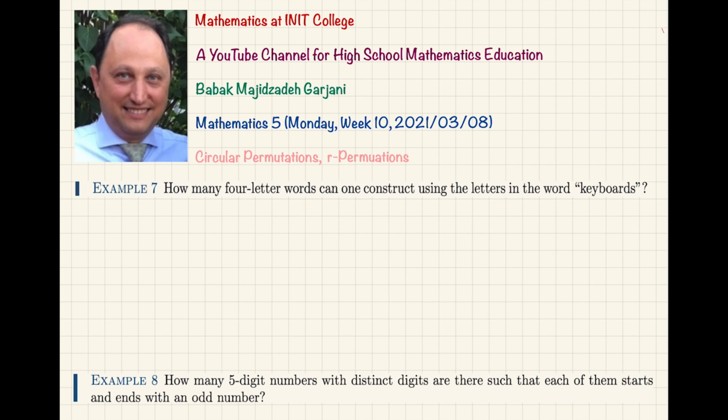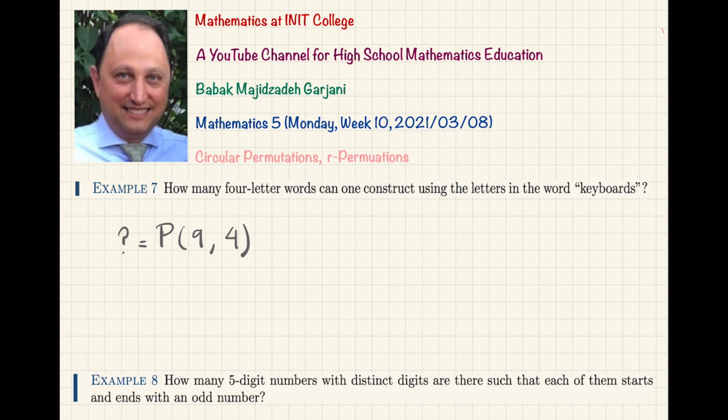Okay, so how many 4-letter words can one construct using the letters in the word keyboards? This is the standard use of these r-permutations. Here, how many distinct objects? The question mark should be clear to you. What is that? This is P. I have 9 distinct objects, my letters, and I am interested in choosing 4 of them and arranging them. So that is the number.